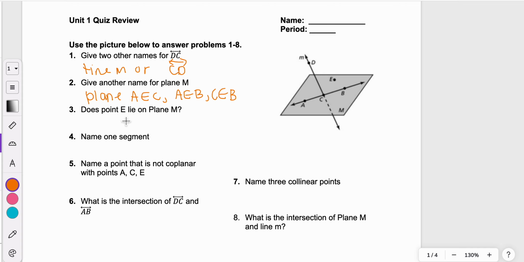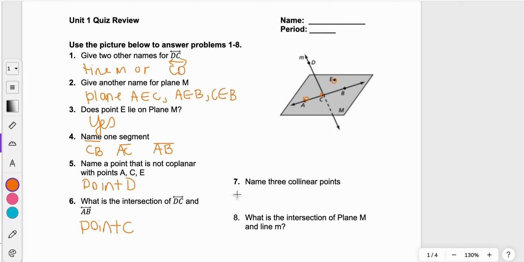Does point E lie on plane M? Yes, it does. Naming one segment, there are a few here you can choose from. CB could be a segment, AC could be a segment, AB could also be a segment. Name a point that is not coplanar with points A, C, and E. A, C, and E are here, so coplanar just means on the same plane, so we would say point D. What's the intersection of line DC and line AB? DC and line AB intersect at point C.